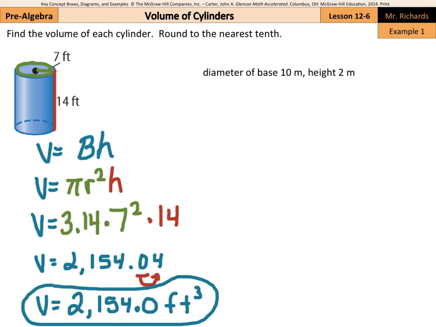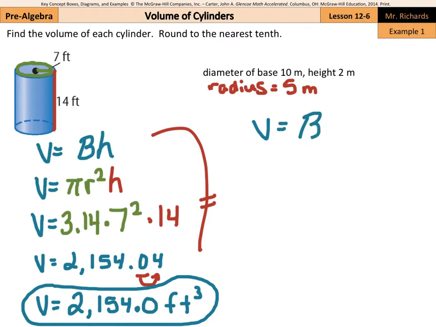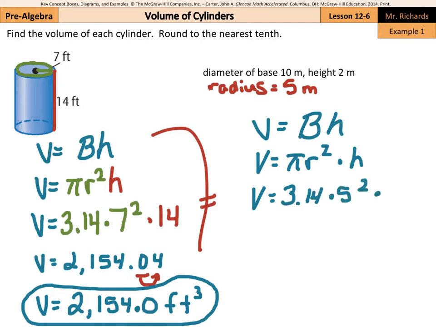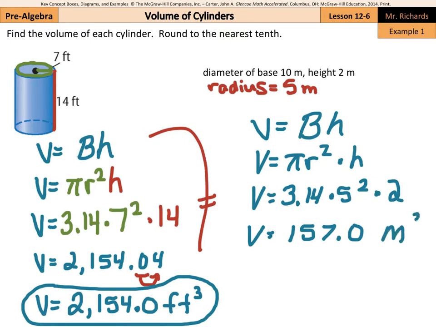What about when I'm given the diameter? Well, we need to simplify this to make this the radius. The radius is going to be 5 meters. And we can use the same formula. Volume is going to equal the area of the base times the height of the cylinder. The area of the base can be found by using pi radius squared times the height. Don't be fooled on this one. Again, make sure you've taken that half of the diameter is the radius. So 3.14 times 5 squared times the height of the cylinder, which is 2. When I multiply these together, the product is 157 and 0 tenths meters cubed.